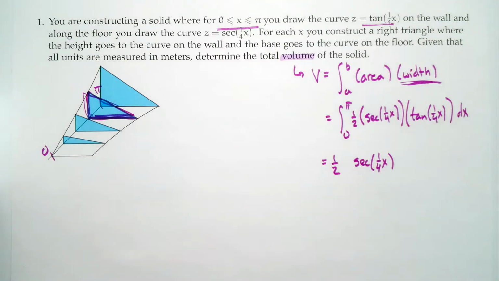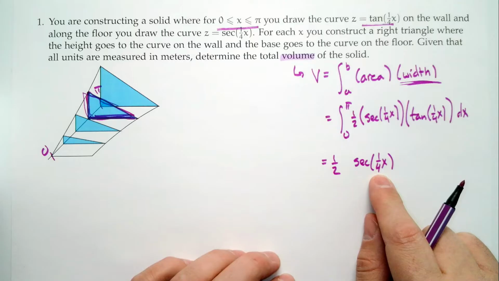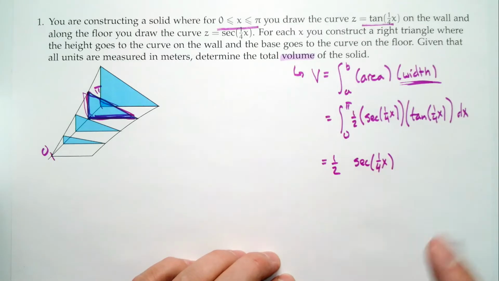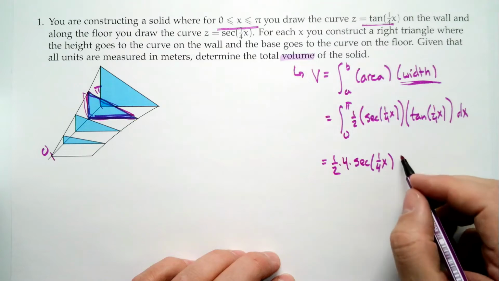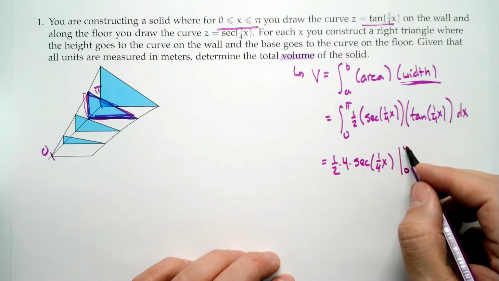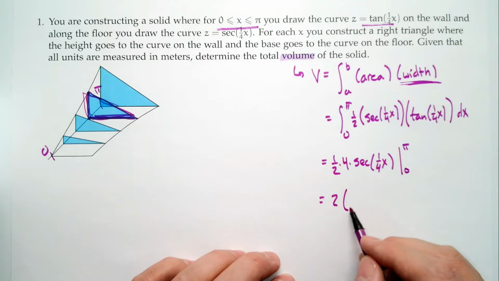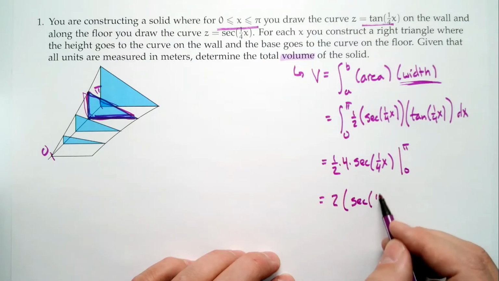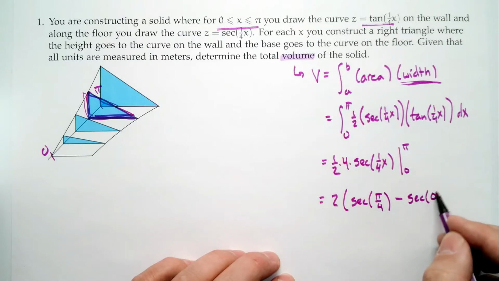Okay. Do we need anything else here? Oh, we need a what? There should be a 4 because we have to compensate for that 1/4. So, times by 4. Good. And now evaluate 0 to pi. So, we'll have a 2, and we'll have a secant of pi fourths minus a secant of 0.